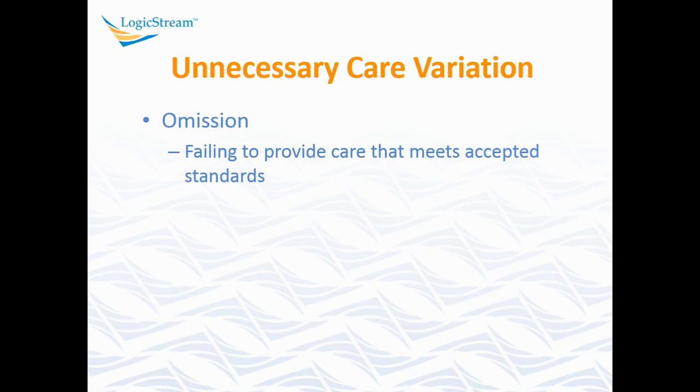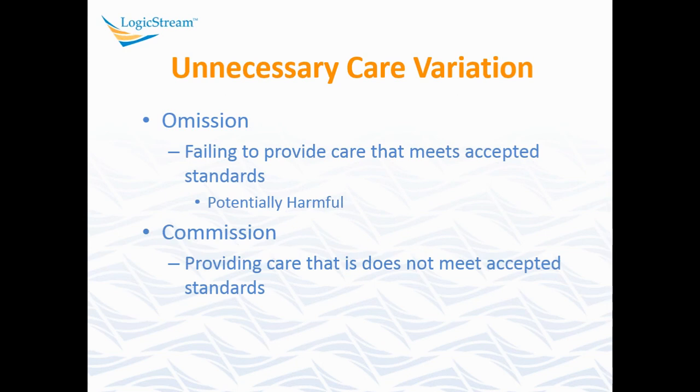So very simple. And when we look at different types of unnecessary care variation, really we can put it into two main categories. One would be errors of omission, so failing to provide care that meets accepted standards. Examples of this would be not ordering a colonoscopy at the recommended interval for a patient, not having a hemoglobin A1C done on a diabetic within the recommended interval. And these things are typically potentially harmful. Accepted standards are in place for a reason, and when we deviate from those standards, potentially we cause harm to patients either in the short term or potentially the long term.